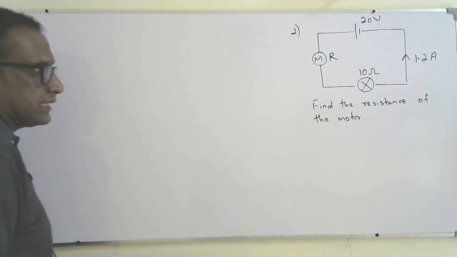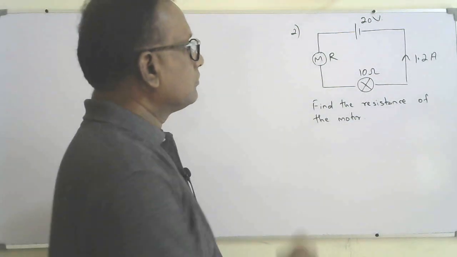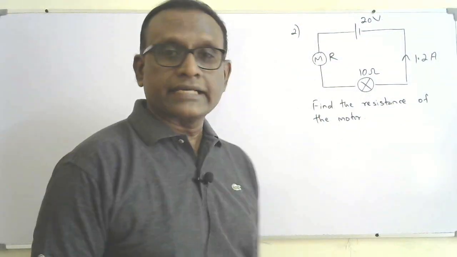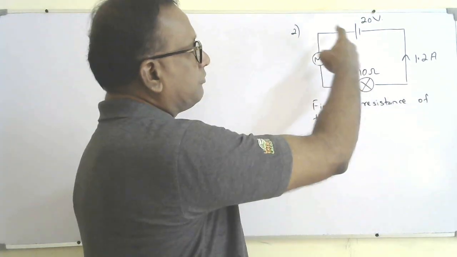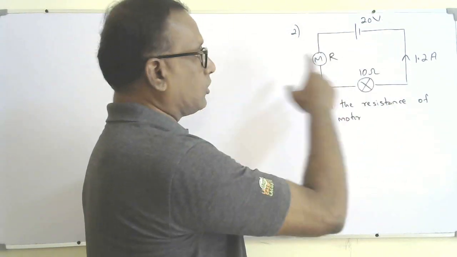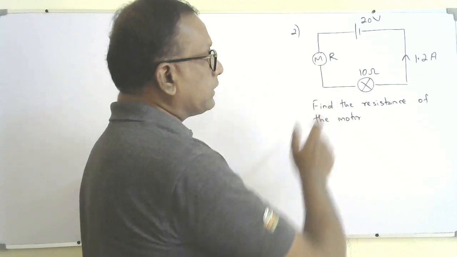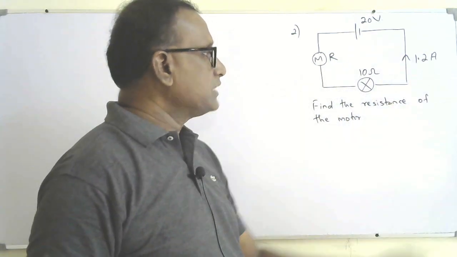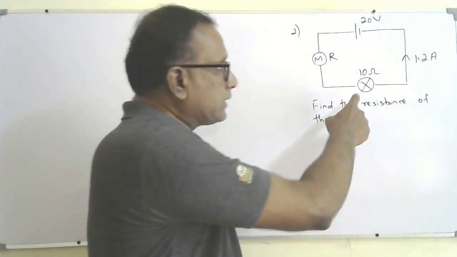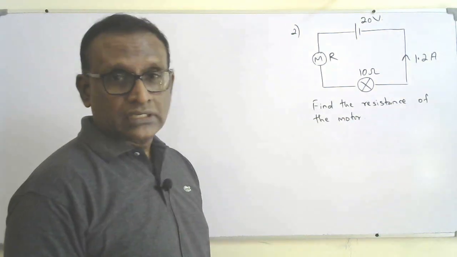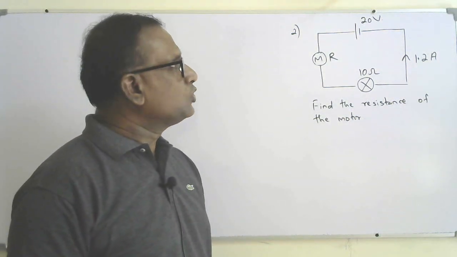Okay, so here the second question. A motor and a bulb are connected in series, and the current flow through the circuit, or current flow through motor and bulb, is 1.2 ampere. The question is find the resistance of the motor, but the resistance of the bulb is given. So we can do it in two different ways.